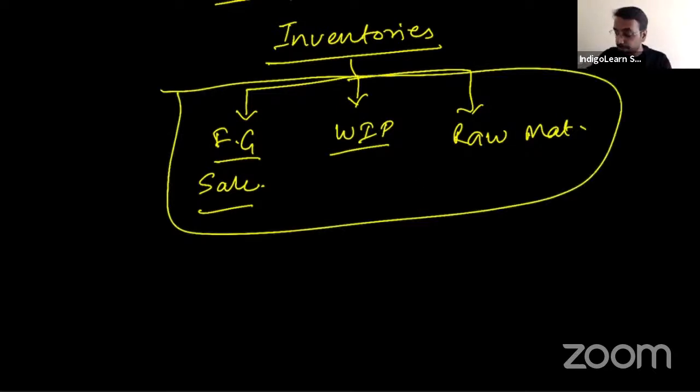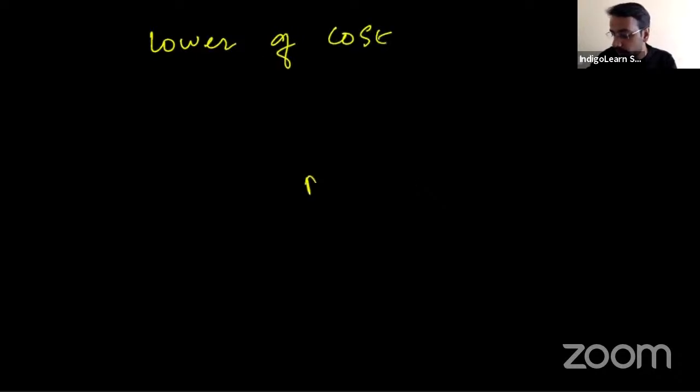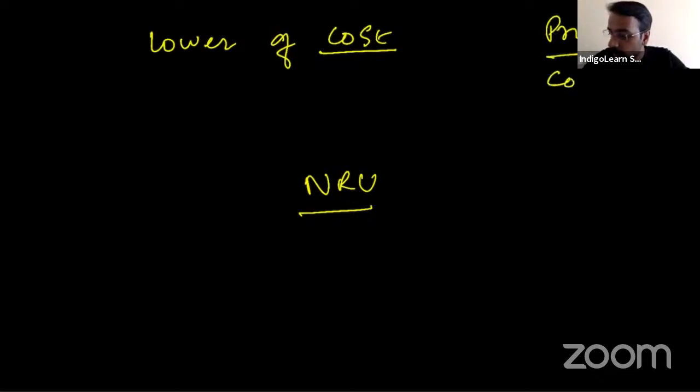Now, when it comes to valuation of inventory, the simple principle is lower of cost or NRV. Cost or NRV, whichever is lower. Now, why do we do this? Purely based on the principle of prudence, or you call it conservatism. Based on these two principles, we value it at lower of cost or net realizable value.